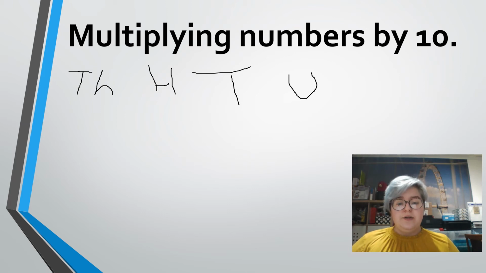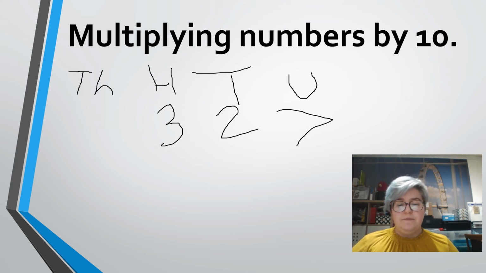Now what we're going to try next is a 3-digit number. So for example I'm going to put 327. That's our 3-digit number, and we're going to multiply it by 10. We're going to make it 10 times bigger. So when we make 100 10 times bigger, I'm going to use a different colored pen, that will go in there. The tens go to the hundreds, and the units go to the tens.